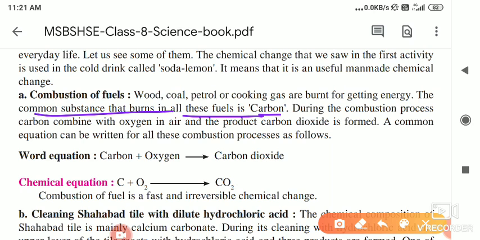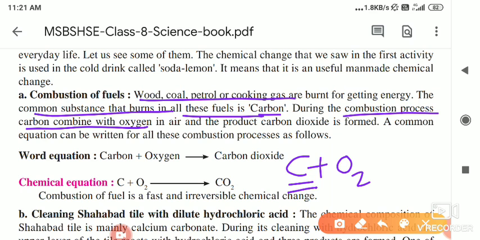During the combustion process, carbon combines with the oxygen which is present in the air. Carbon is present in inflammable substances like wood, coal, petrol or cooking gas, and it combines with the oxygen present in the air and forms carbon dioxide. So the product, carbon dioxide, is formed.